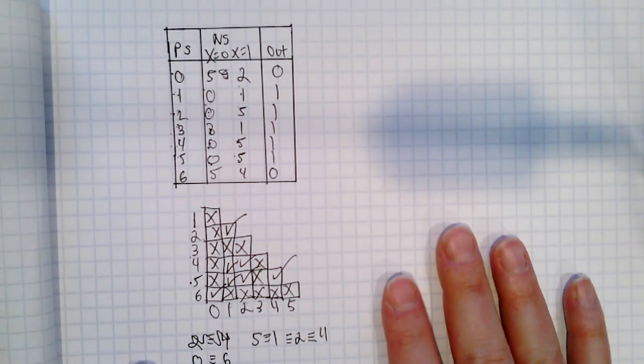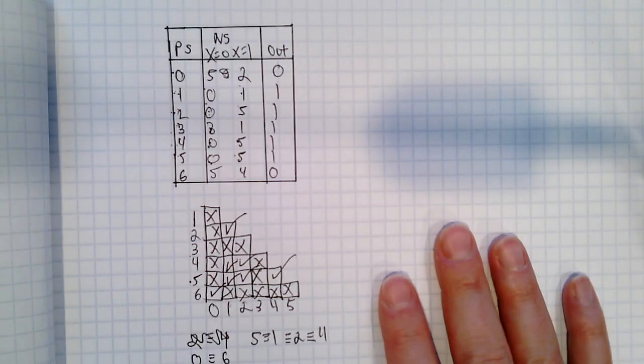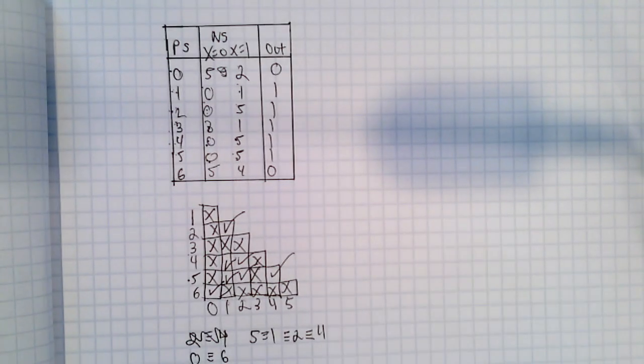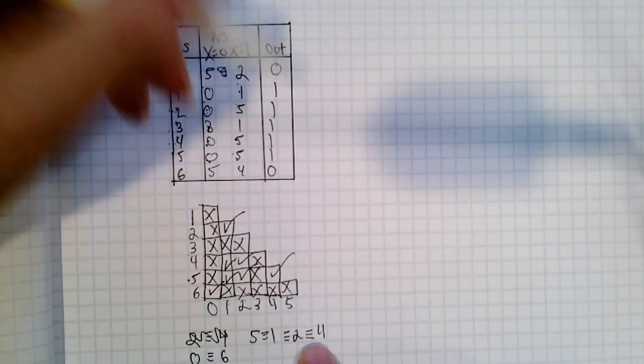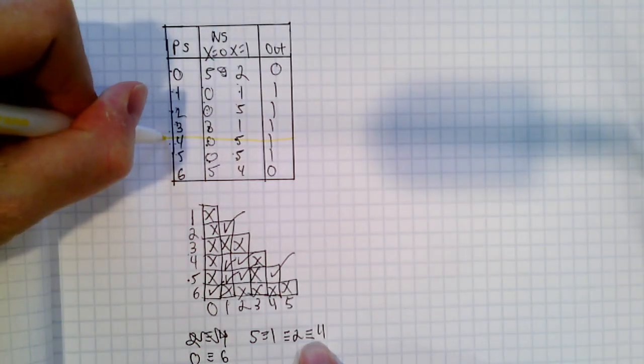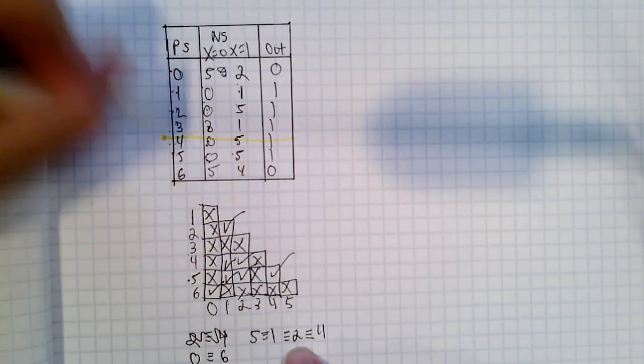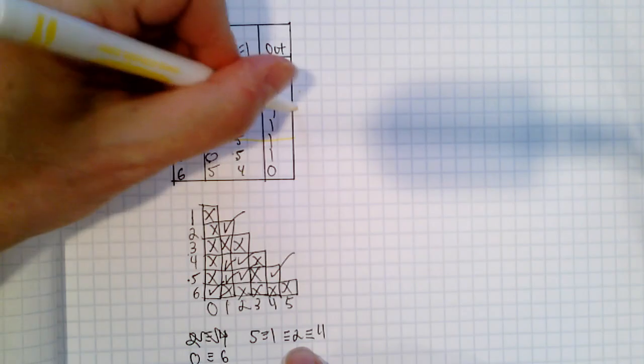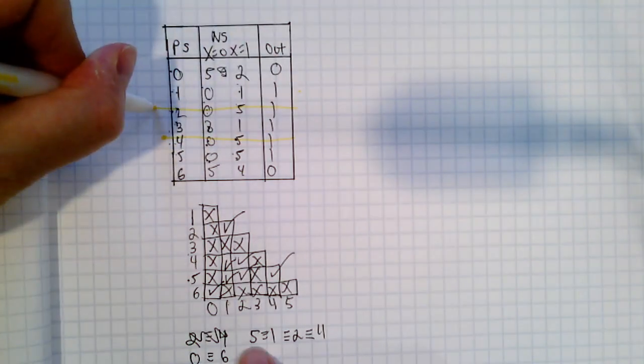So if you were to, I guess, implement this thing, you would probably cross off 4. You would cross off 2. You would cross off 5.